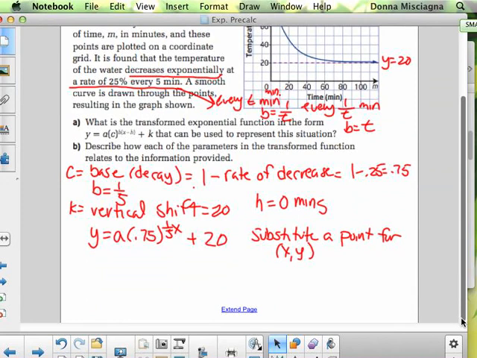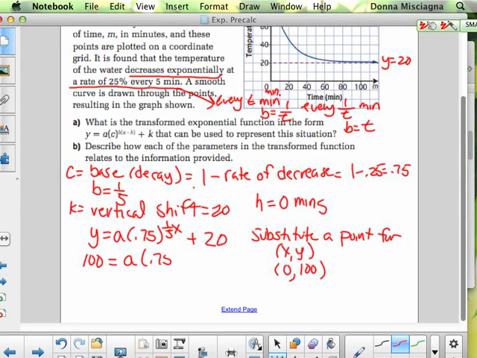All right, so we have a point. We're going to substitute 0 for x and 100 for y. So we have 100 equals a times 0.75, 1/5 to the 0 plus 20. All right, so let's just simplify as much as we can before we start moving things around. 100 equals a times, all right, so 1/5 times 0 is still 0. So this is 0.75 to the 0.